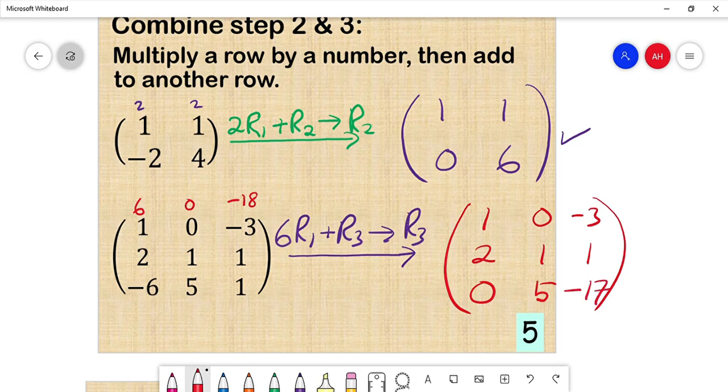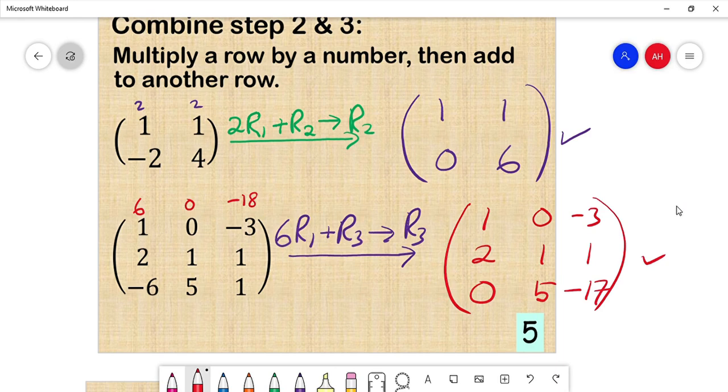Yes, this is the new matrix that we have after we multiply row number 1 by 6 and we add it to row number 3. We write the answer in row number 3. This will be the answer: 1, 0, negative 3, 2, 1, 1 and 0, 5, negative 17. That is combining step number 2 and step number 3 together.